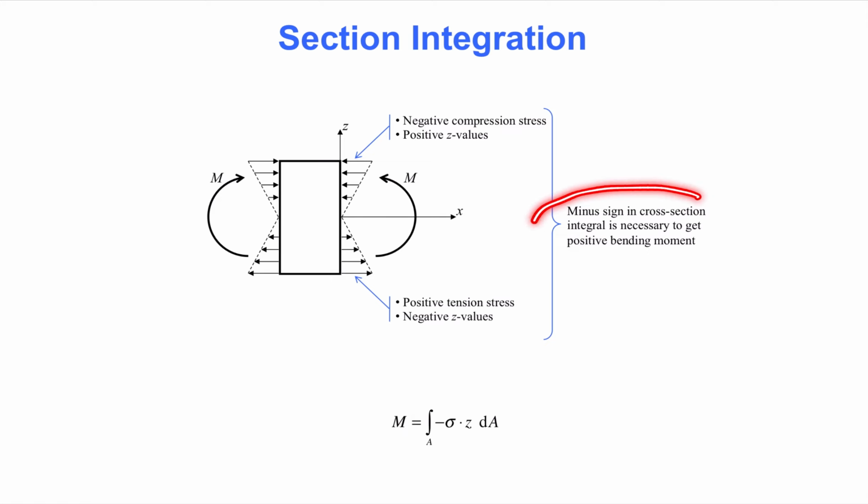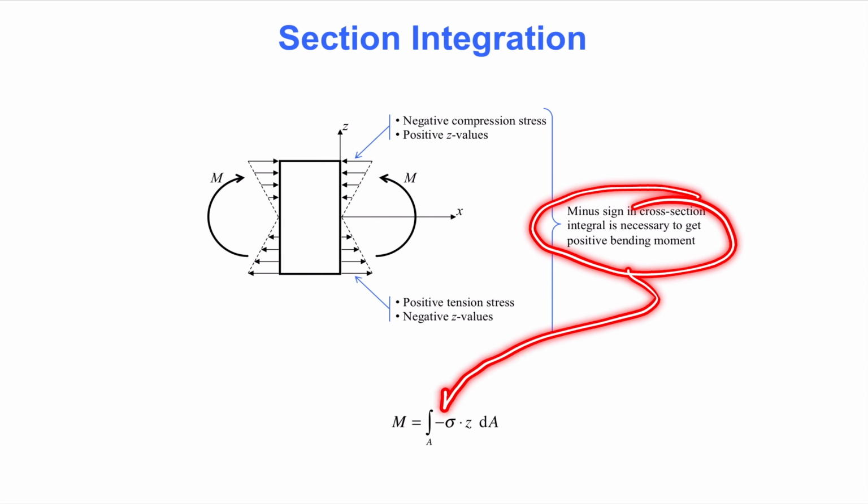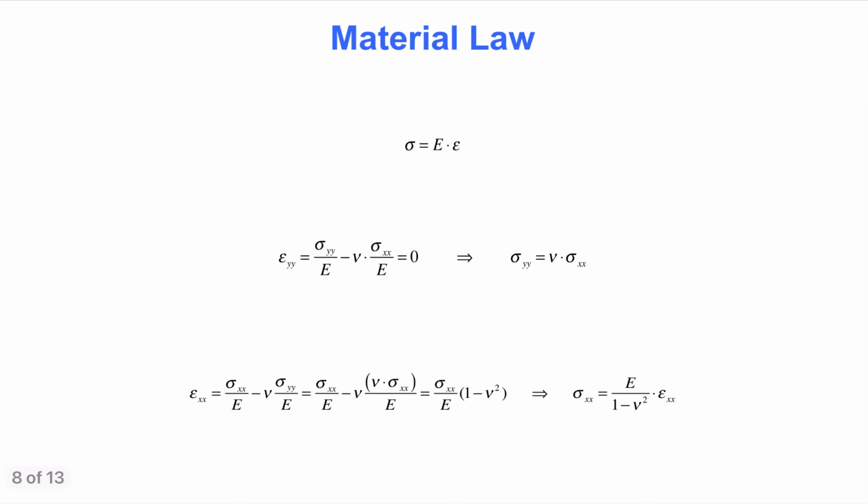The minus sign in the section integration equation is necessary in order to get the moment shown with semicircular arrows on this slide. The material law adopted in Euler-Bernoulli beam theory is simply Hooke's law. That means the stress is equal to Young's modulus times the strain. We can make an additional point here, for the viewer who has been exposed to more of the theory of elasticity. In the context of two-dimensional theory of elasticity, the use of Hooke's law shown at the top of this slide implies a so-called plane stress material law.